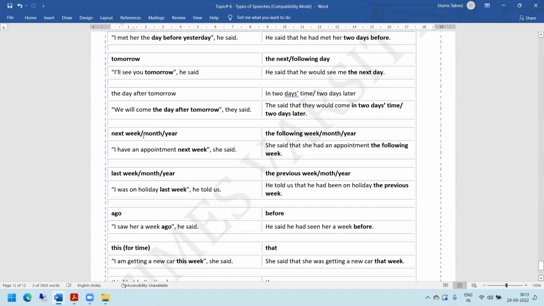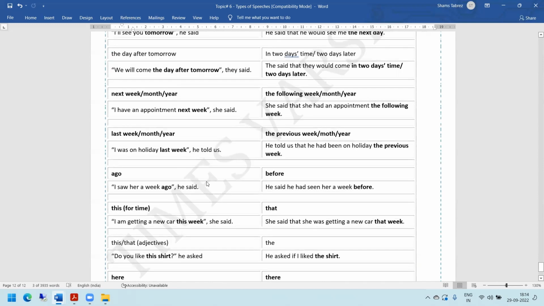Similarly, for next week, next month or next year: I have an appointment next week, she said. She said that she had an appointment the following week. Next week changes to the following week. Similarly, last week, last month or last year: I was on holiday last week, he told us. He told us that he had been on holiday the previous week.